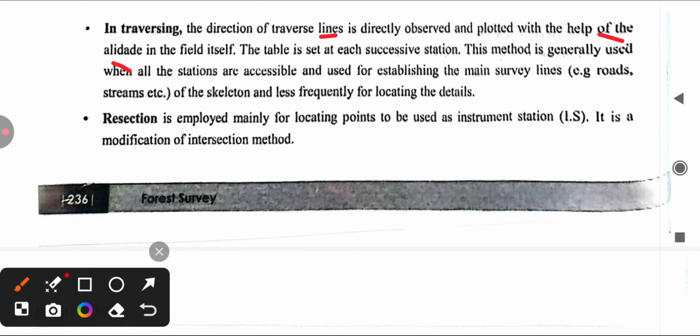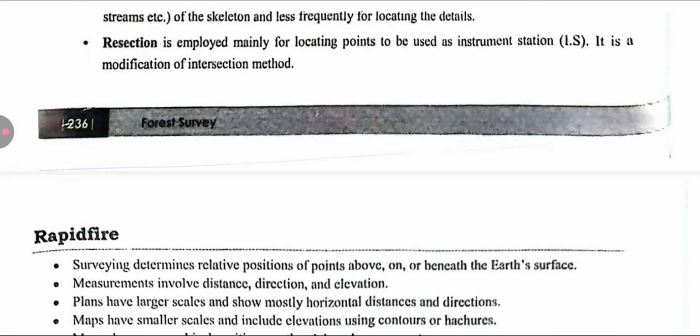The table is set at each successive station. This method is generally used when all the stations are accessible and used for establishing the main survey lines, roads, streams or the skeleton, and less frequently for locating the detail. Resection is employed mainly for locating points to be used as instrument stations. It is a modification of the one instrument method.